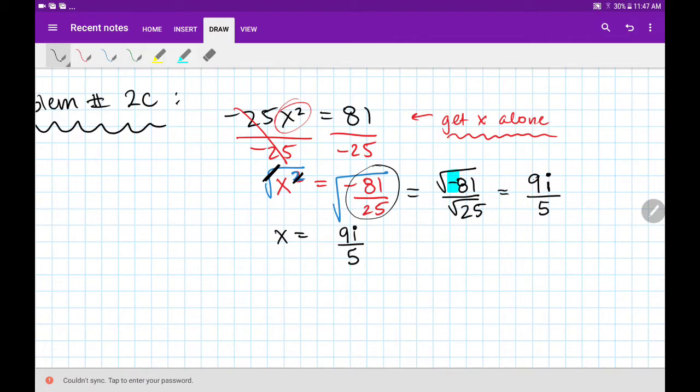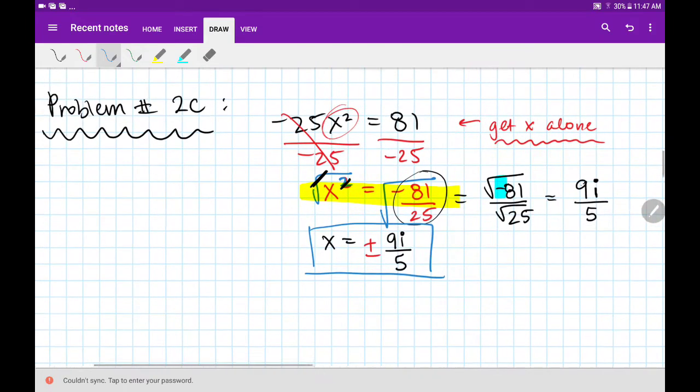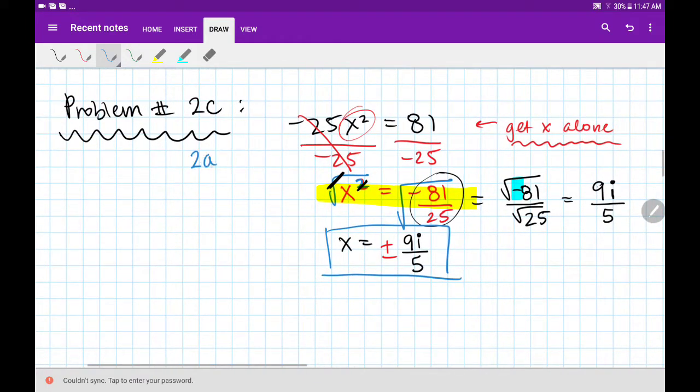But wait, see if you remember that when you take the square roots on both sides of the equal sign, you must include a plus or minus. There are really 2 answers here. And so we're done. X equals plus or minus 9i over 5. You can do the same process for 2a and 2b also, isolating your x.